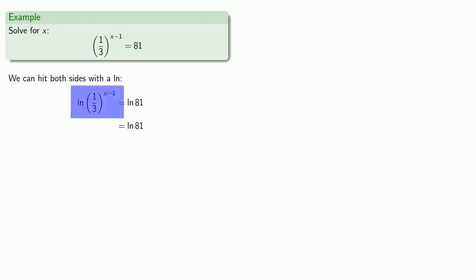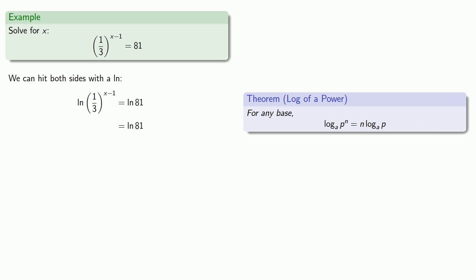Over on the left-hand side, I have 1/3 raised to the power x minus 1, and one of our rules of logs is that if I'm going to take the log of a power, the exponent can be brought out front as a factor. And so this exponent, x minus 1, can be brought out front as a factor, and my left-hand side will simplify. A little analysis goes a long way.